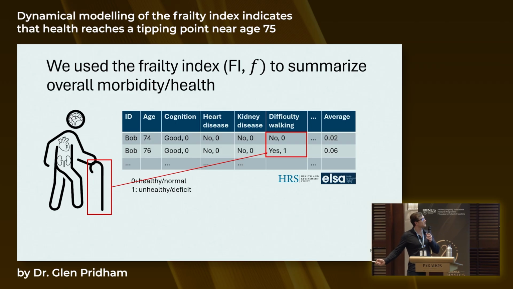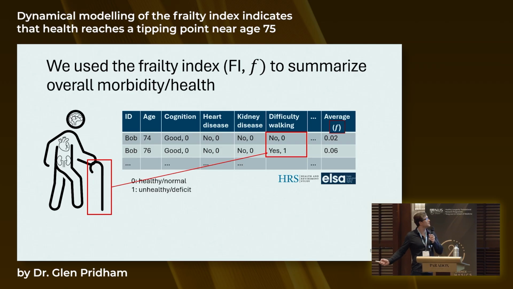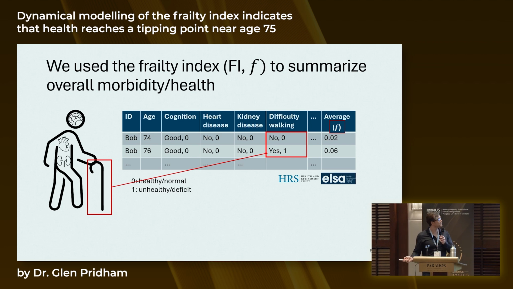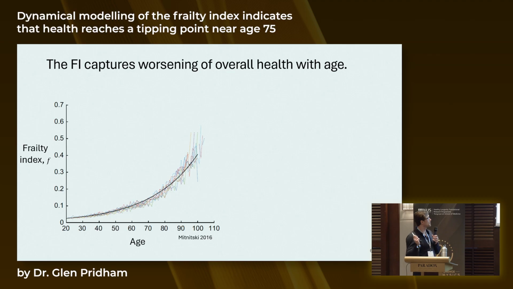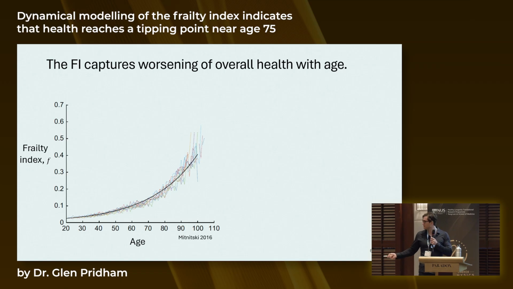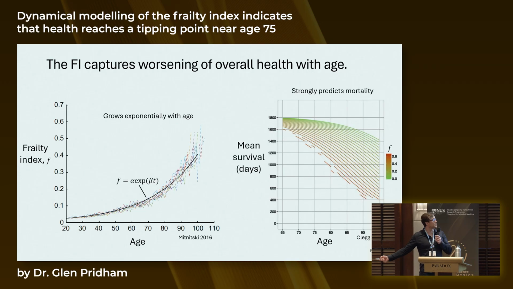that last column. So that's something called the frailty index. So we've got a tool for getting the overall health, that's F, the average, and we're going to look at the ups and downs in the trajectory. So I'll give you some background on the frailty index. It's actually well known. It works pretty well. It increases exponentially with age. And it's a good predictor of mortality.